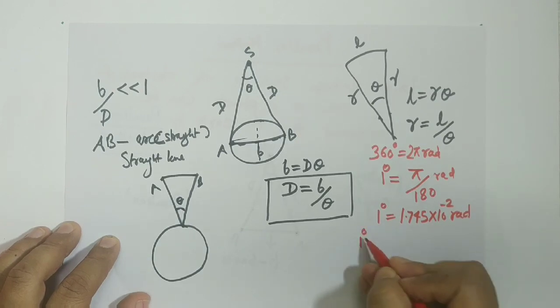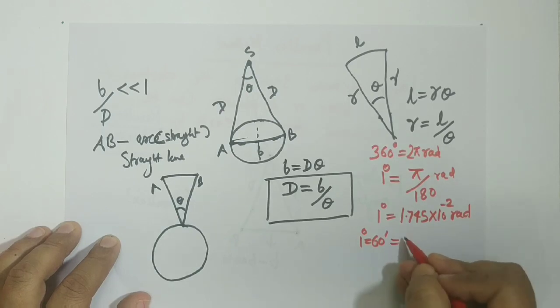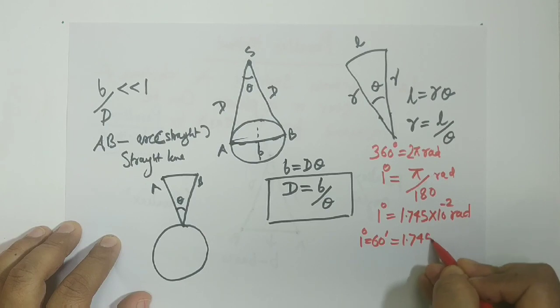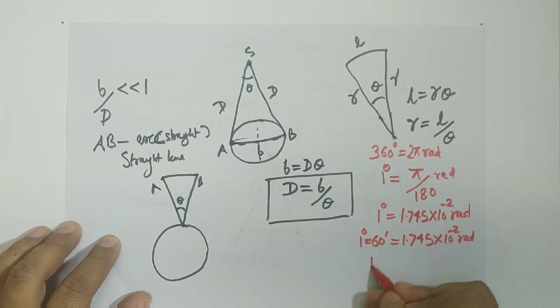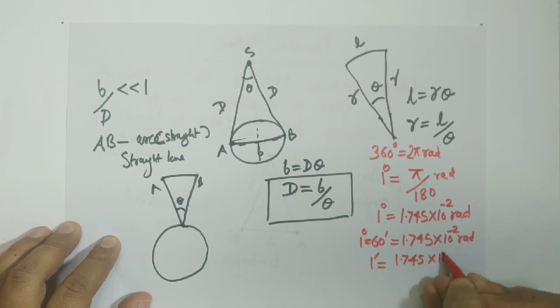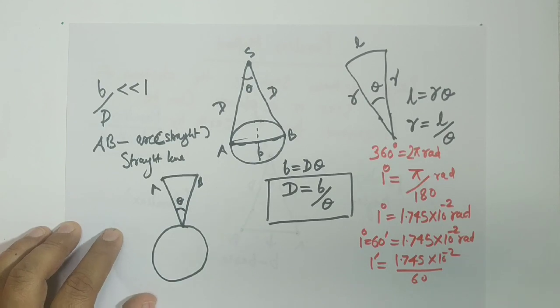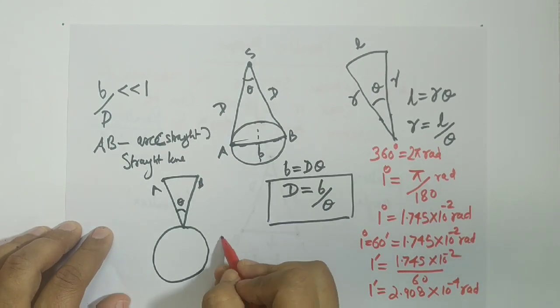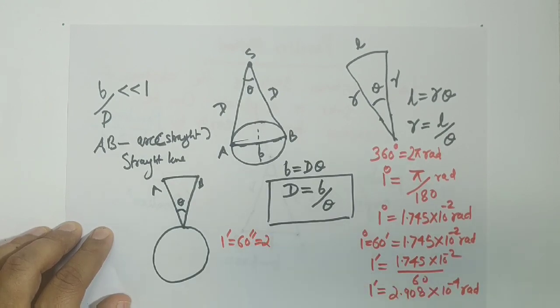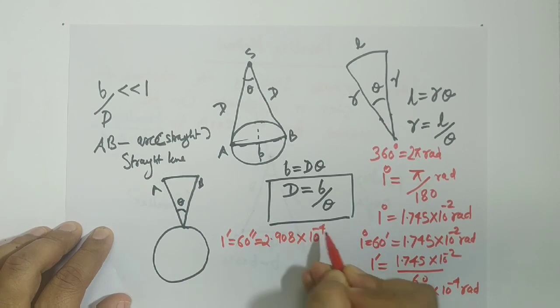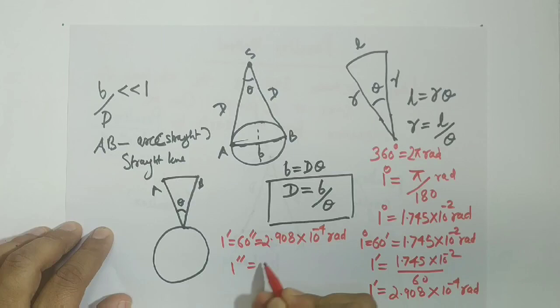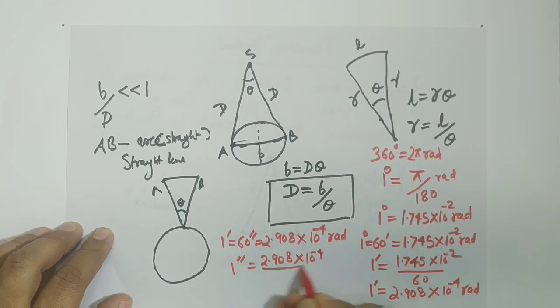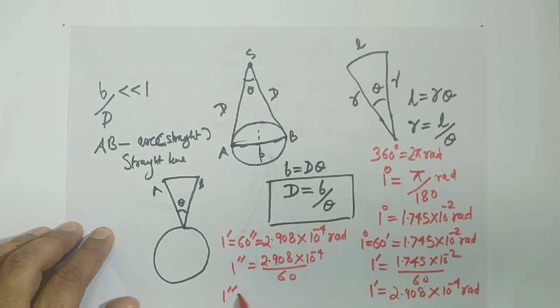And in 1 degree, how many minutes do I have? I have 60 minutes. So 60 minutes is 1.745 into 10 to the power minus 2 radian. So can I find 1 minute? Yes, I will divide it by 60, and I get the value near about 2.908 into 10 to the power minus 4 radian. Then 1 minute is 60 seconds, and that is 2.908 into 10 to the power minus 4 radian. Can you find out 1 second? Yes, you divide again by 60, and then you will get the value of 1 second. It is 4.85 into 10 to the power minus 6 radian.